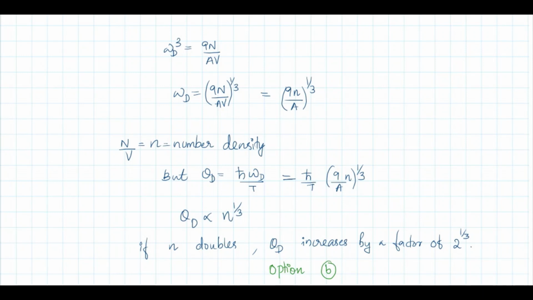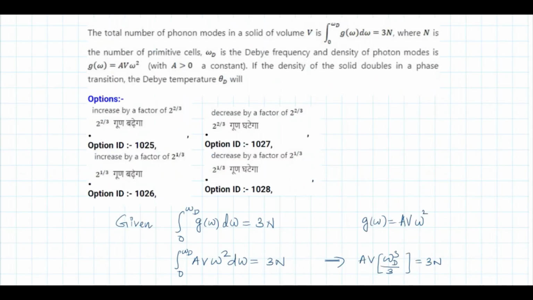Debye temperature theta d is defined as h cut omega d by k, the Debye temperature definition. So substituting the value of omega d, we will get h cut by k into 9n by a raised to 1 by 3. Therefore, theta d is proportional to n raised to 1 by 3. If n doubles, theta d increases by a factor of 2 raised to 1 by 3. The correct option is increases by a factor of 2 raised to 1 by 3, option B.